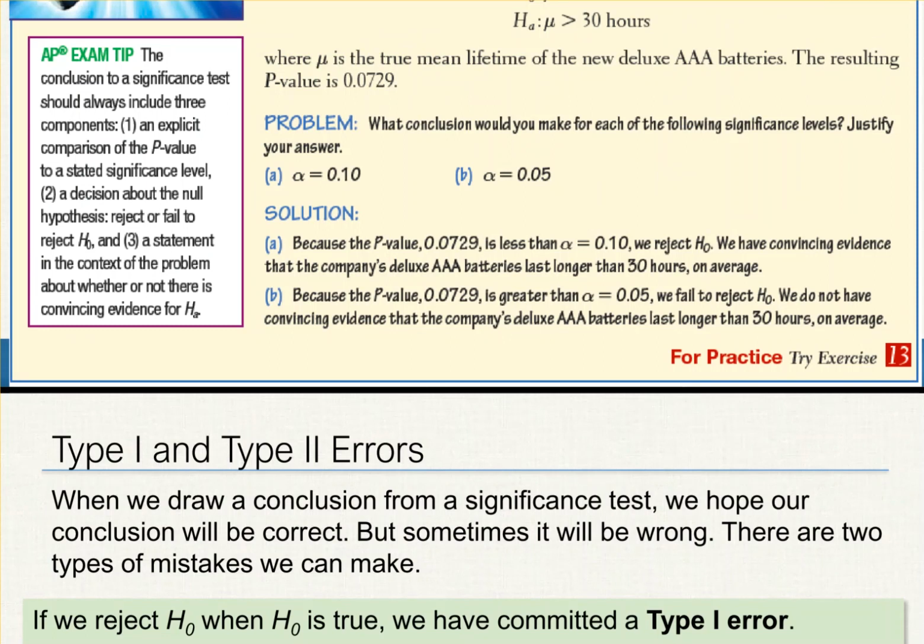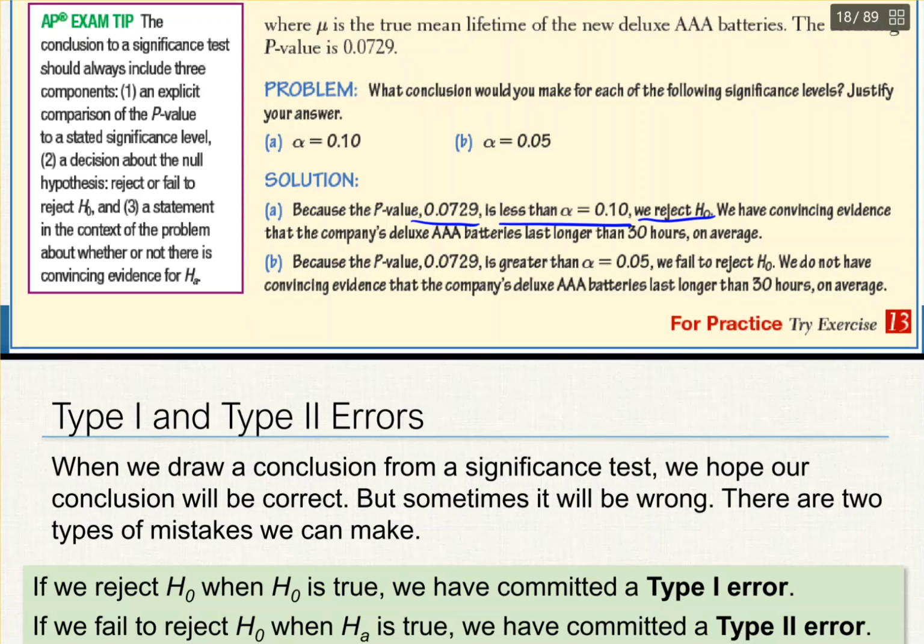So we compared, we said it's less than alpha equals 0.1. You need to have that component: a decision about the hypothesis, reject or fail to reject. So we reject the null hypothesis, and then a statement in the context of the problem about whether there is convincing evidence for the alternative hypothesis. So we have convincing evidence, and the alternative hypothesis was that they lasted longer than 30 hours. So we have convincing evidence that the company's batteries last longer than 30 hours on average.